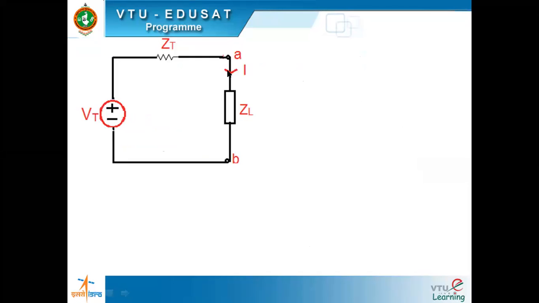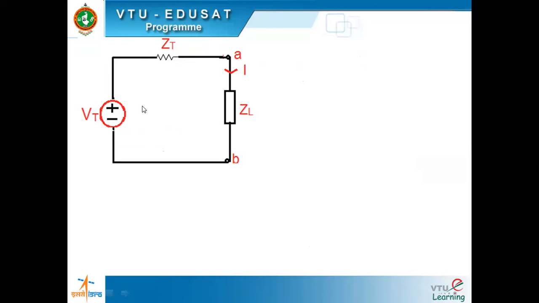Suppose we have to find out the equation for I. Where is I flowing? I is flowing here. Suppose I want the power. I want power means what? I squared RL or I squared ZL we do, right? So for that I need I. So how to find out I from this particular circuit?